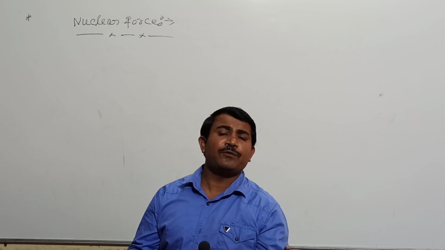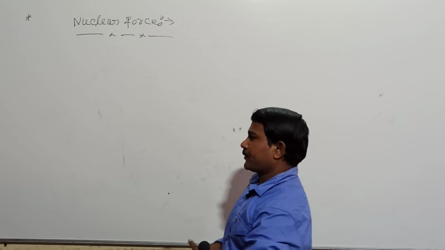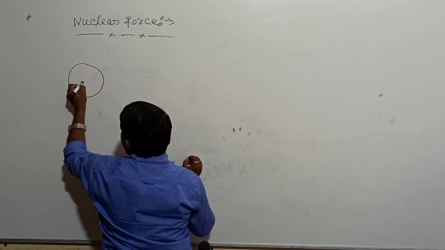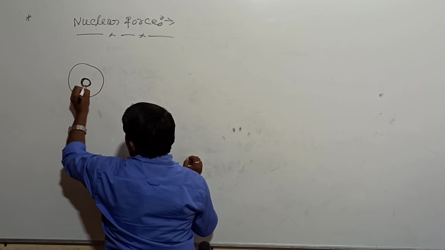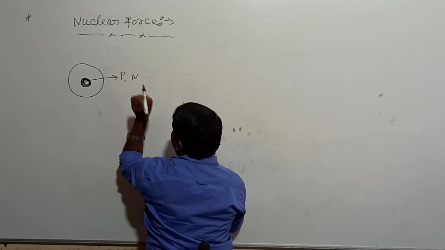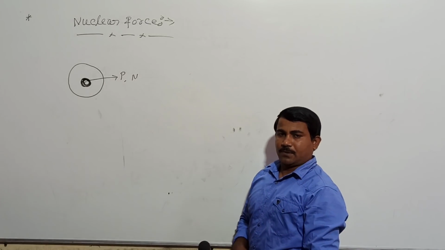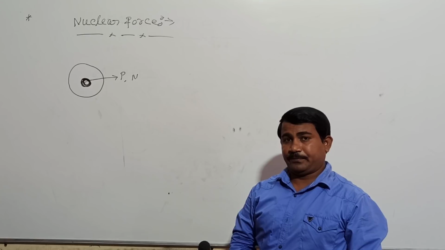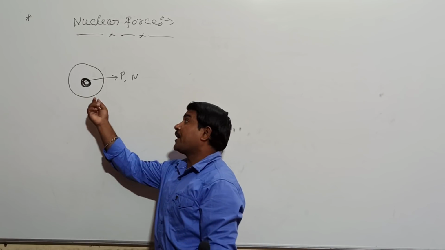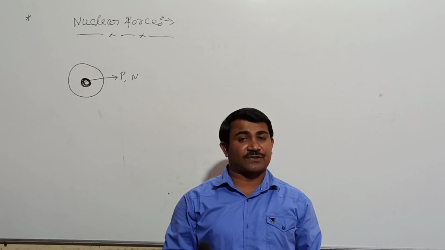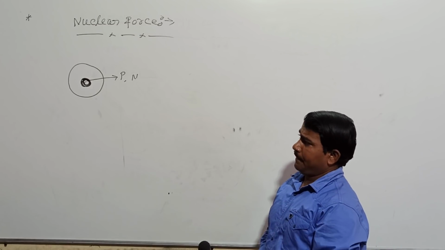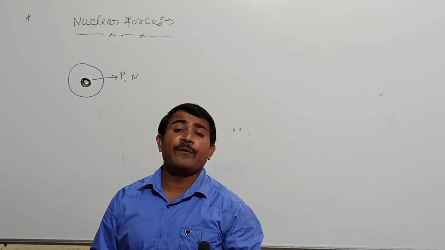Then, how does this nuclear force arise? Look at it, students. First of all, I can take the atom. This is the atom, and inside the atom, this is the nucleus. Inside the nucleus, the protons and the neutrons are available. What is nuclear force here? The protons and neutrons are held together inside the nucleus by a very strong force. That force we call the nuclear force. See here, how the nuclear force arises.